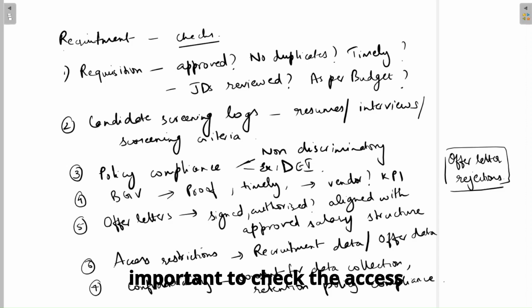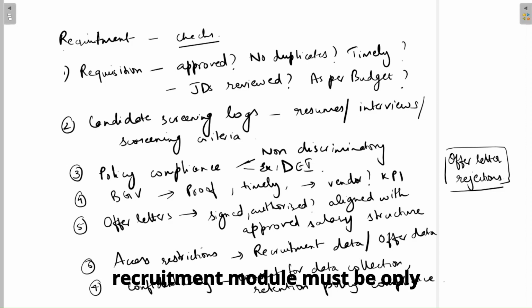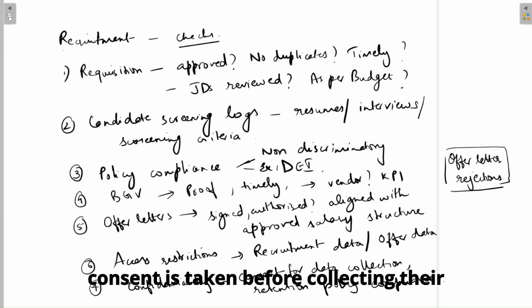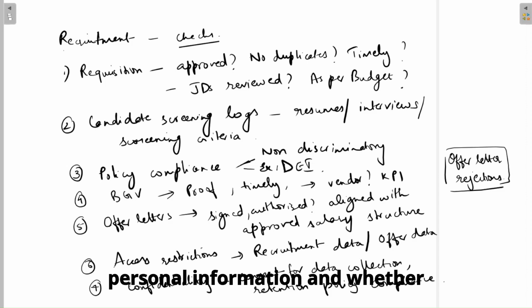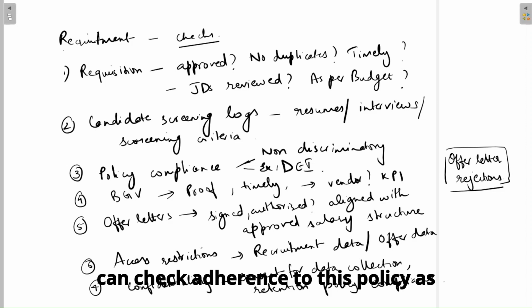Lastly, the employee or candidate data is quite sensitive and is meant to be confidential, and that is why it is important to check the access restrictions are in place, which means that access to such data to the recruitment module must be only with authorized HR personnel. Also, you can check whether the candidates are informed and whether their consent is taken before collecting their personal information, and whether there's a retention policy that specifies how long this information will be stored and retained by the company, and you can check adherence to this policy as well.